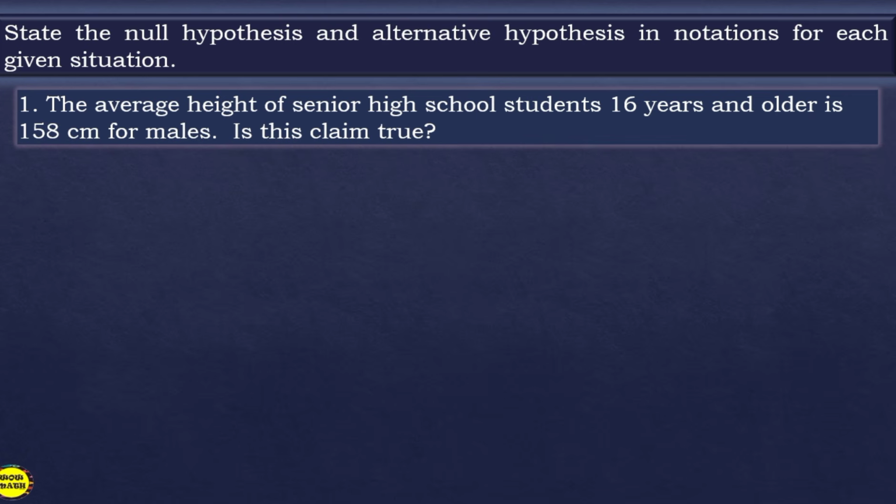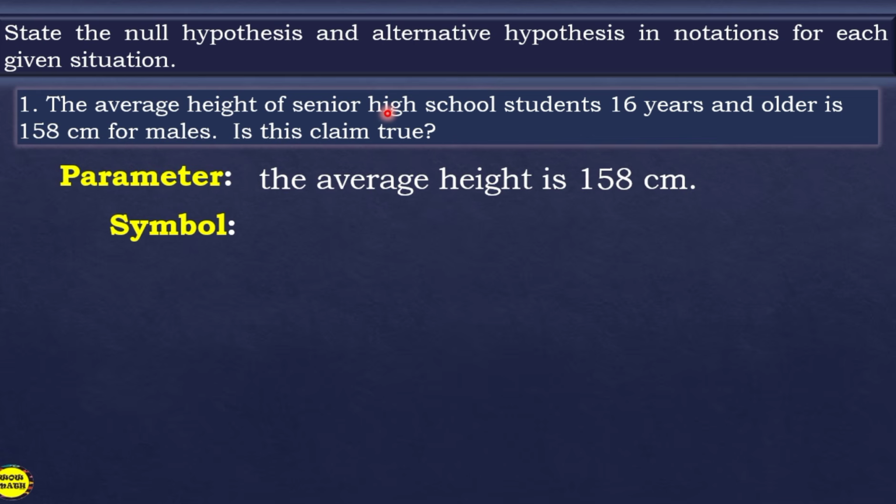So, una natin gagawin, sabi kanina, di ba, may 4 steps, identify the parameter. So, ano yung parameter natin dito? Yung parameter natin sa number 1 is the average height of senior high school students. Okay? And then, yung claim natin dito, 158 centimeters. Okay? Yun yung claim natin.